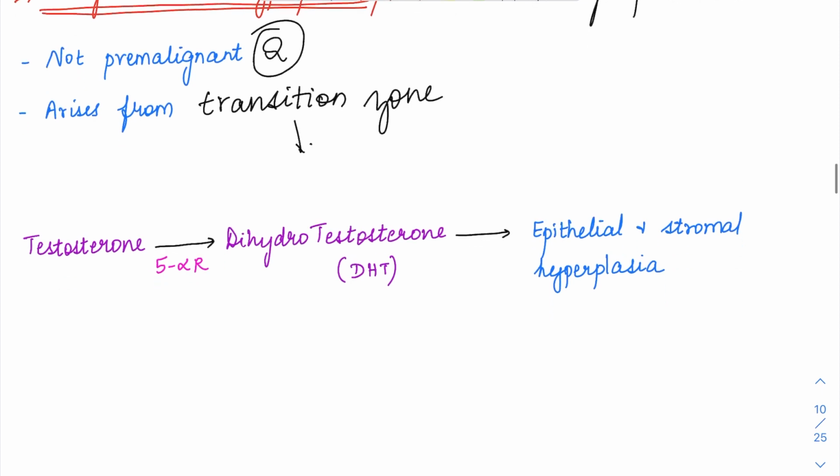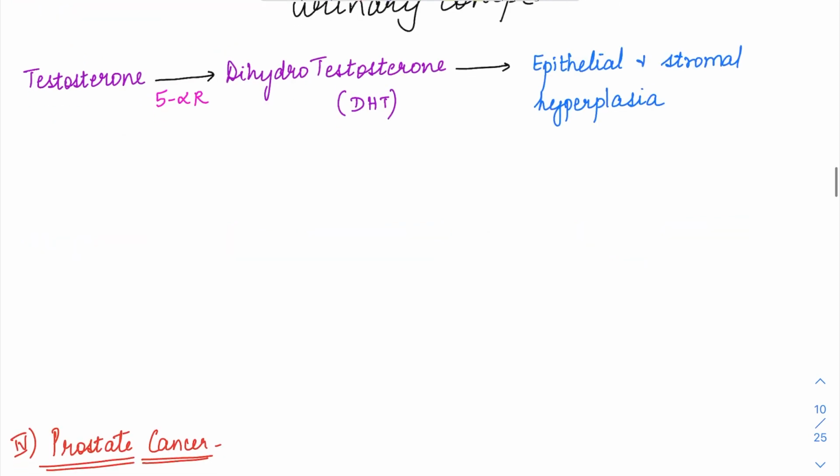So what will happen? The patient will come with urinary complaints. They'll have frequent urination and then they'll have incomplete micturition also. So urinary complaints will be there, nocturia will be there in these patients, and then dribbling of urine.